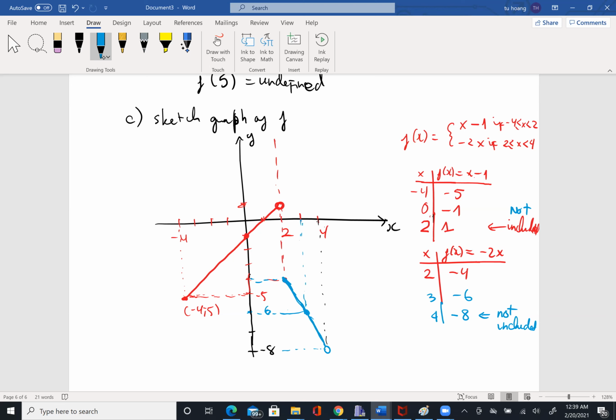Please remember that each piece cannot go over the changing value. Okay, so you can see the first piece is not gonna go over when x equals 2, and also the second piece is not gonna go over the value of 2 also. So that is the piecewise function graph.